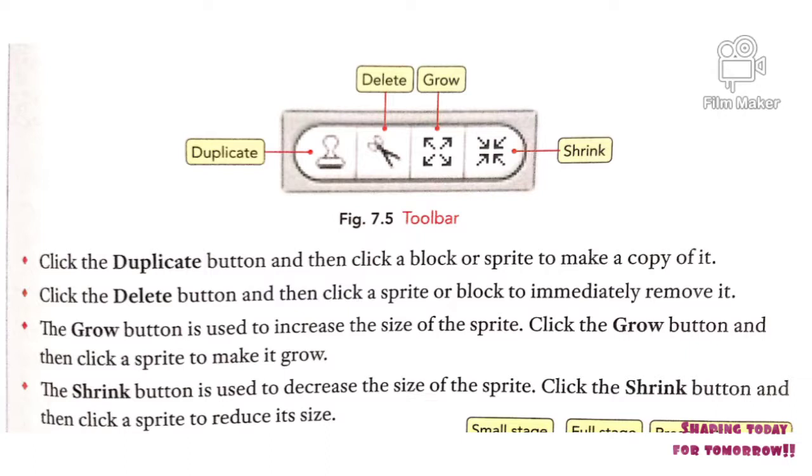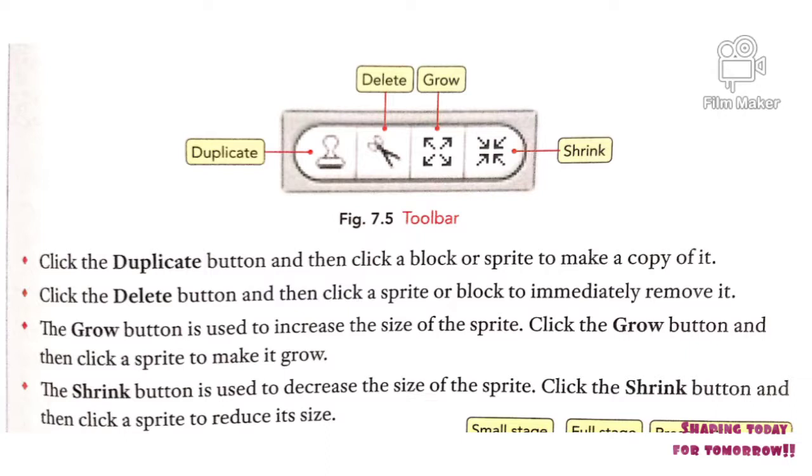Okay, now the second point is to click the delete button and then click the sprite or block to immediately remove it. So students, if you want to delete any sprite or block, click on the delete button and then click the sprite or block to immediately remove it. Now the third point is the grow button. The grow button is used to increase the size of the sprite. Click the grow button and then click the sprite to make it grow. So students, if you want to increase the size of the sprite, first of all click on the grow button and then click on the sprite to increase its size.